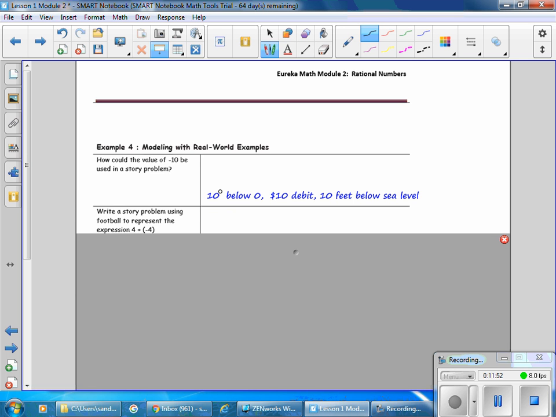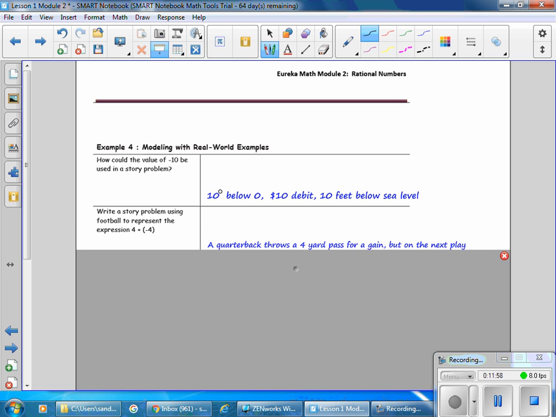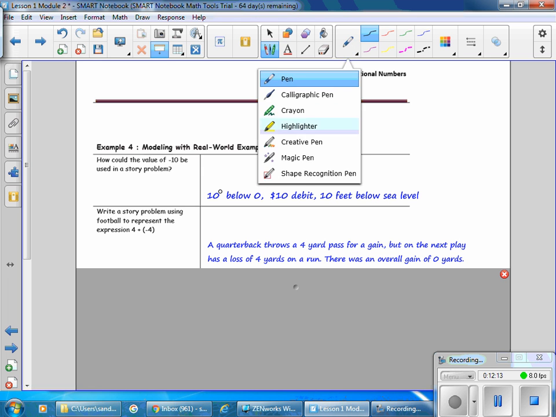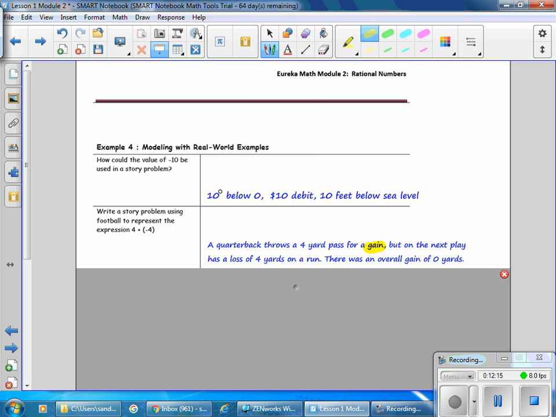Write a story problem using football to represent the expression 4 plus negative 4. A quarterback throws a 4-yard pass for a gain. That's the positive 4. But on the next play has a loss of 4 yards on a run. That's a negative number. So there is an overall gain of 0 yards. Remember that a gain is a positive number and a loss is a negative number.